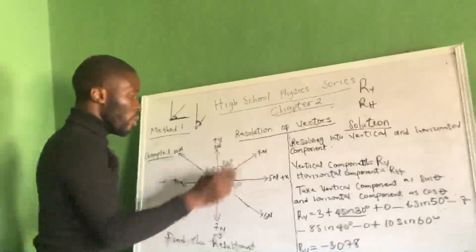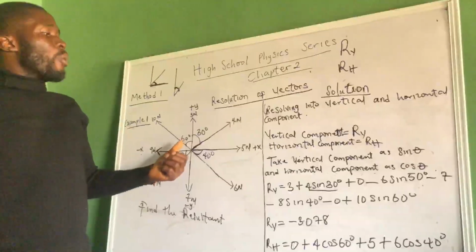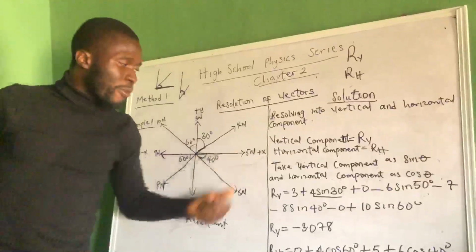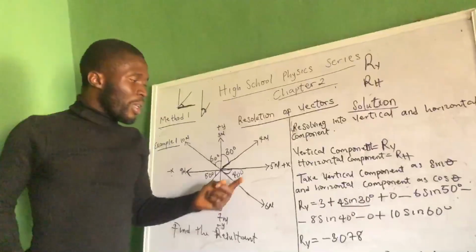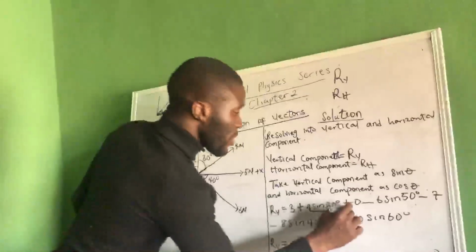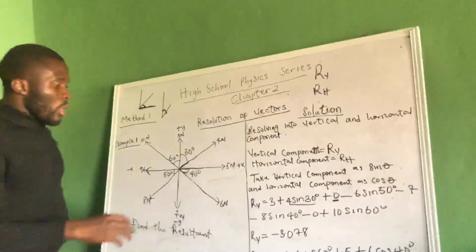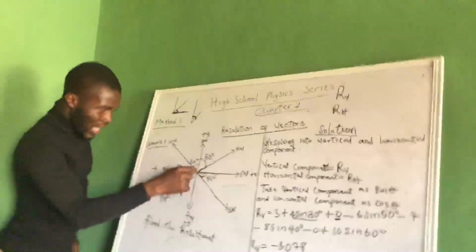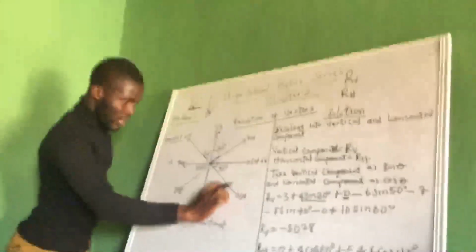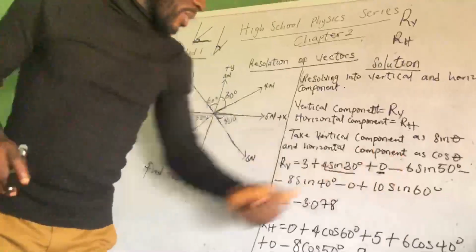Now, after that 4, what do we have? We have 5. You see that the 5 is on the horizontal component, and that is on the positive x-axis. And we are resolving along the vertical component. So that 5 will be taken as 0. Now, after that 0, we have 6. Now, we have moved to the negative y-axis. You can see, this is negative y-axis. So that will be minus 6.